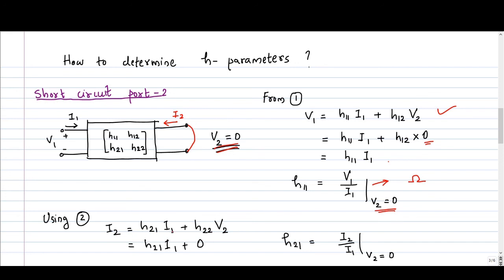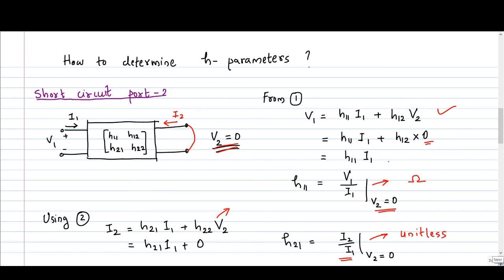Similarly, if you substitute this condition V2 equal to 0 in our second equation, I2 equal to H21 I1 plus H22 V2. So put V2 equal to 0. So I will get this relation H21 is equal to I2 by I1 provided V2 is equal to 0. So what is the unit? This is a ratio of two currents. So this is unitless.